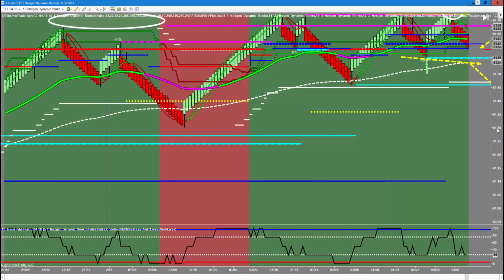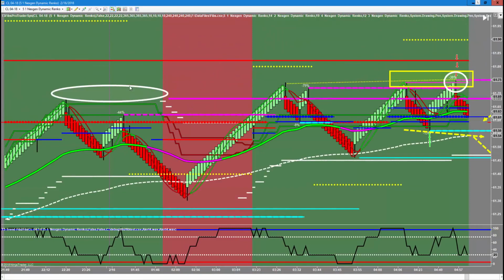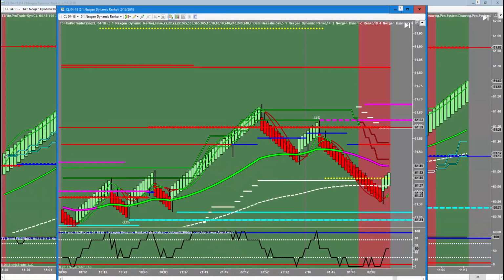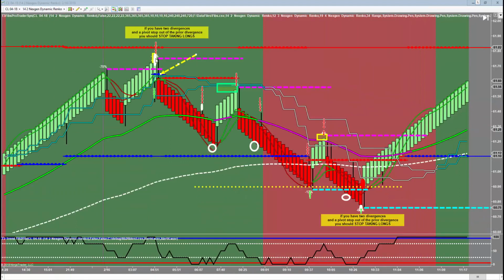All right, let's go forward a little bit here. Just bear with me. The divergences are from measurements of two different swings, price and indicators, which is in the indicator description portion. So I'm not going to get into that too much.